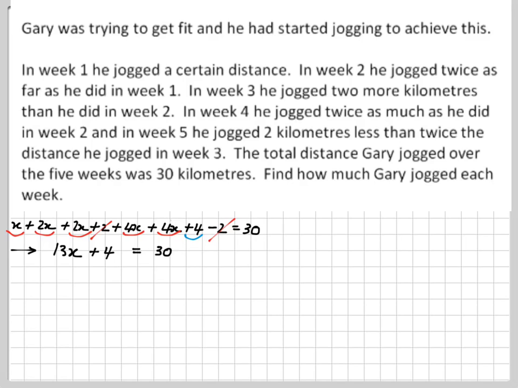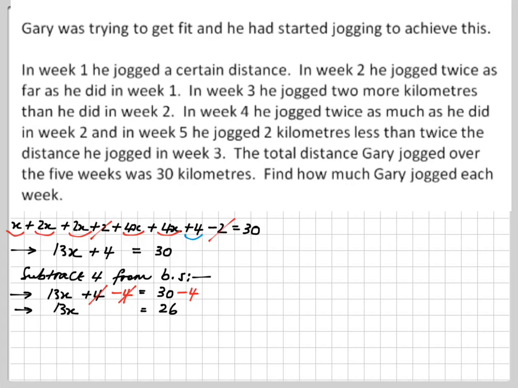Now what would you like to do? I think we'll leave the x's on the left, the numbers on the right. So there's a number on the left which doesn't belong. It's plus 4. So we do the game of opposites, and we subtract 4. Yeah? Good. There it comes. Good, good, good. And we cancel out, and then we clean up. So 13x will be 26.